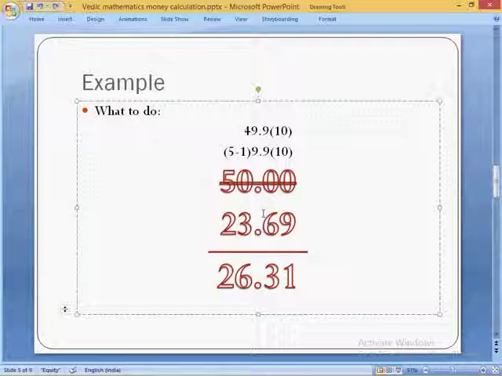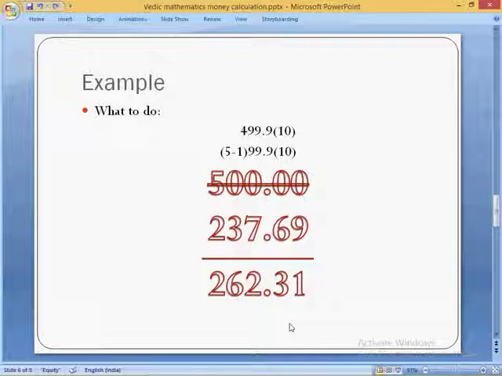Getting my point? What I did is, I just subtracted each digit from the parallel digit, and here the same, 9 minus 6, and here I am subtracting 9 from the 10, and I got the remaining 1.